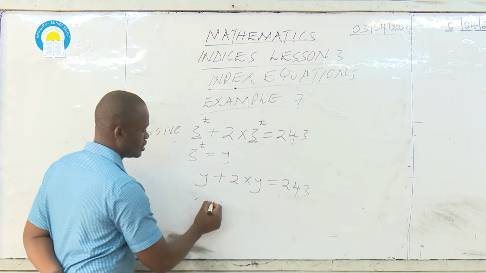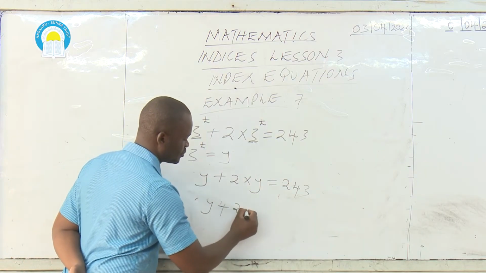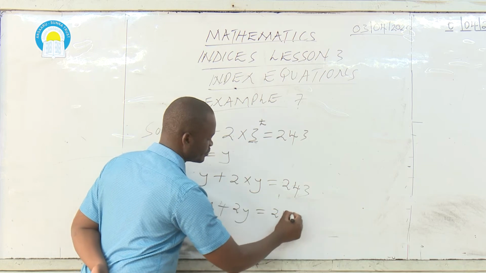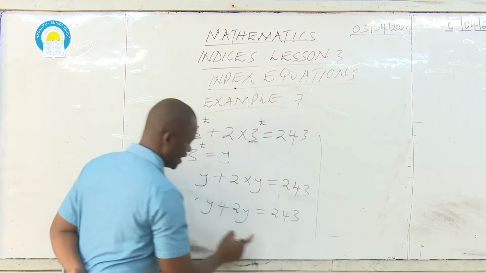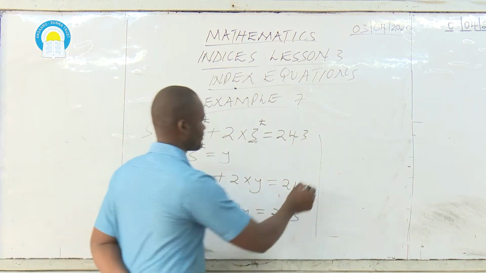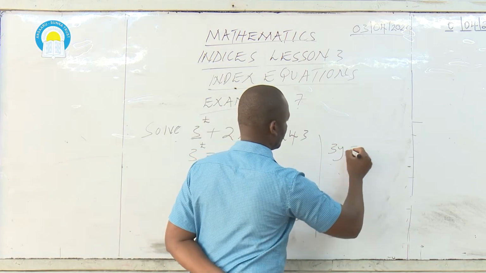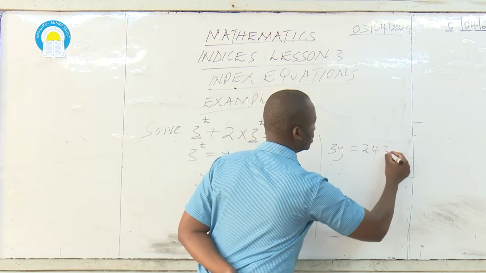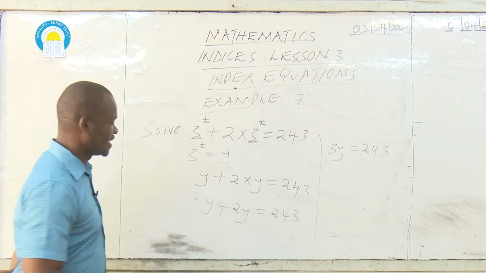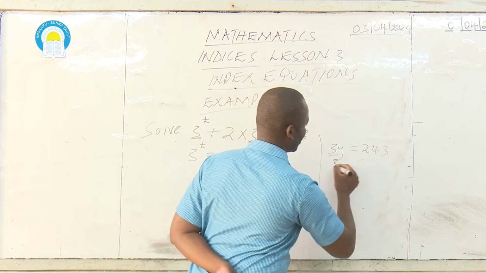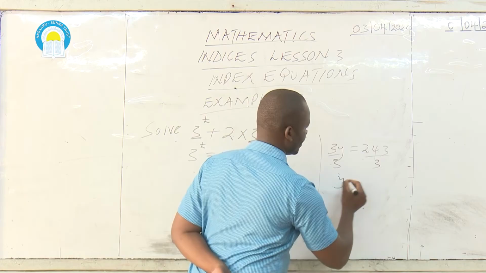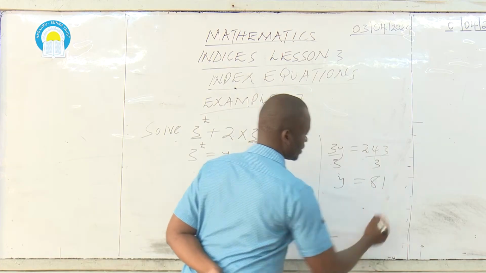Then what do I get? y plus 2y is equal to 243. y plus 2y gives you 3y, which is equal to 243. Then divide through by 3. y will give you 81.